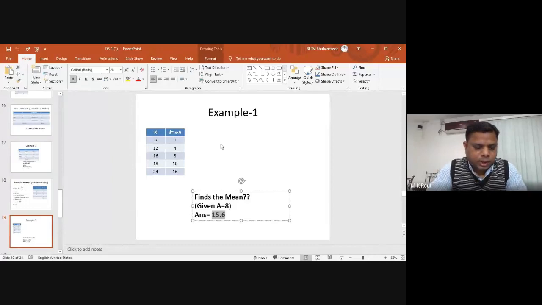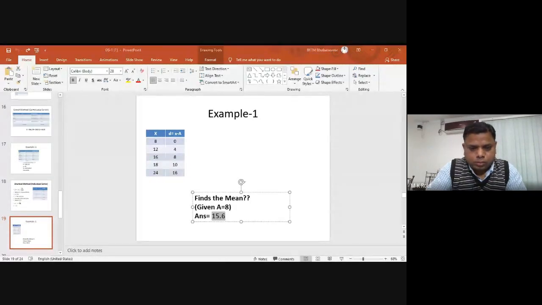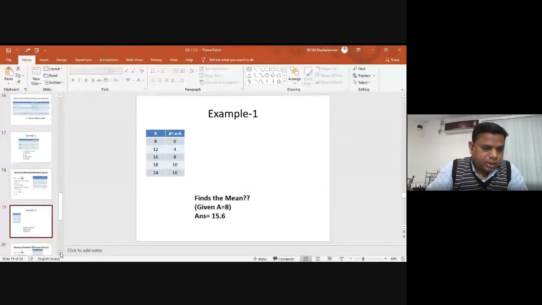Those who have solved, check your answer. Okay, Shalini Patra is okay. Shivani Jana, what is your answer? Okay, fine. Moving to the next one, next data series.